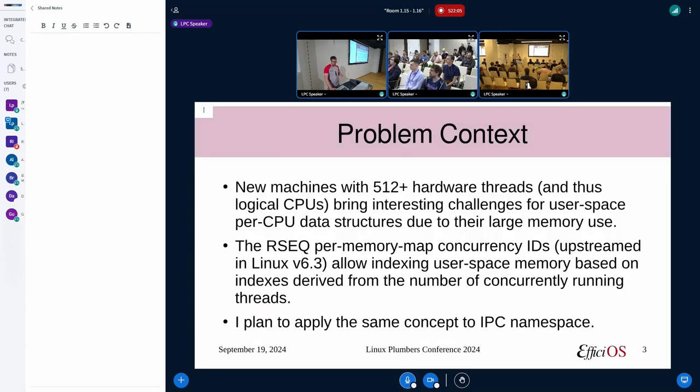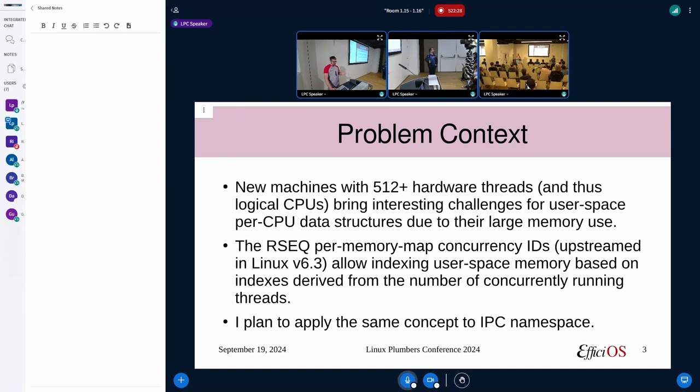So the problem context here: new machines more and more have tons of hardware threads. The AMD EPYC, for instance, has 412 or more hardware threads. So that brings interesting challenges in terms of memory consumption when you allocate per-CPU data structures in user space.